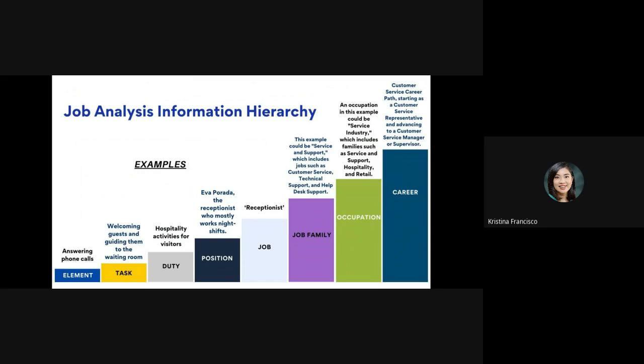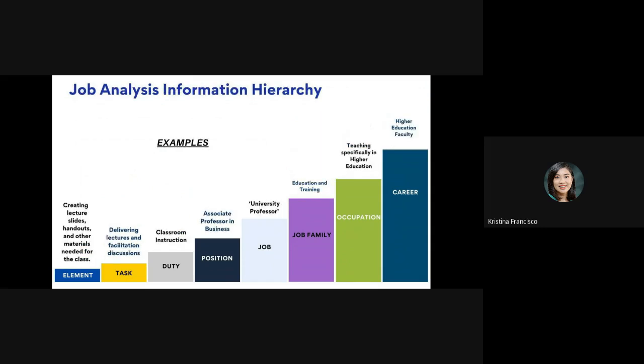In relation to that, this next slide is a specific example of how we categorize jobs according to hierarchy. So again, from the smallest until career progression. Okay?